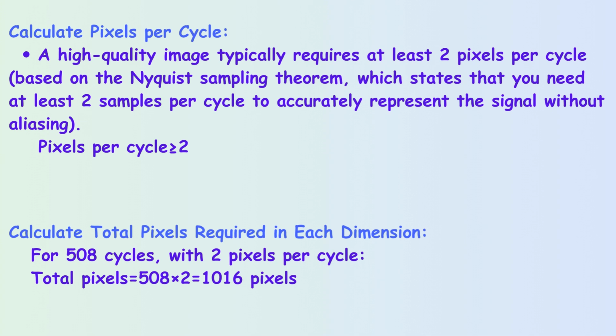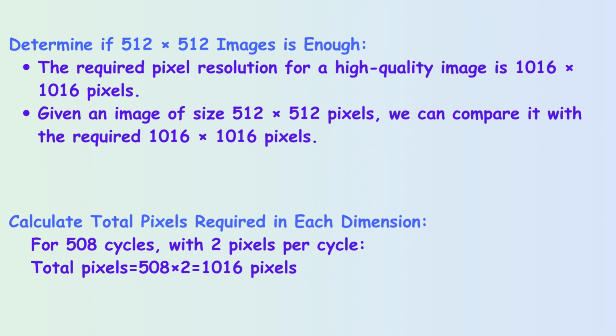The fourth step is to calculate the total pixels required in each dimension. For 508 cycles, with 2 pixels per cycle, total pixels equals 508 × 2, which equals 1016 pixels. The fifth step is to determine if a 512 image is enough. The required pixel resolution for a high-quality image is 1016 pixels.